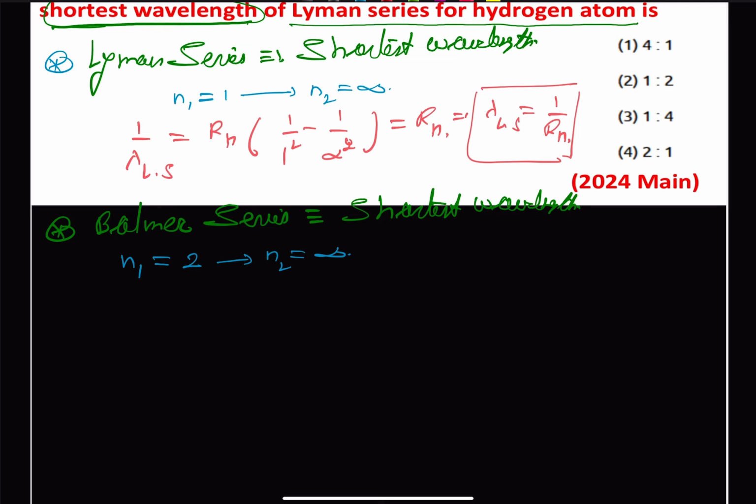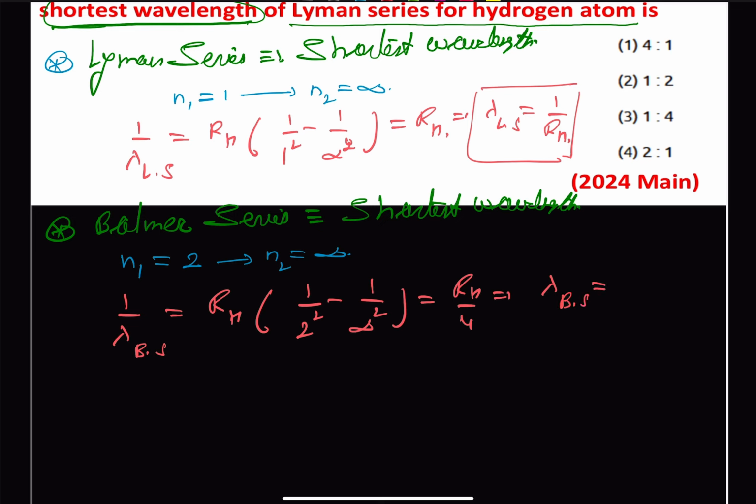Therefore the wavelength: 1 upon lambda_B is equal to RH times (1 upon 2 square minus 1 upon infinity square), giving us RH by 4, and wavelength lambda_B is equal to 4 by RH. And we have to find out the ratio.